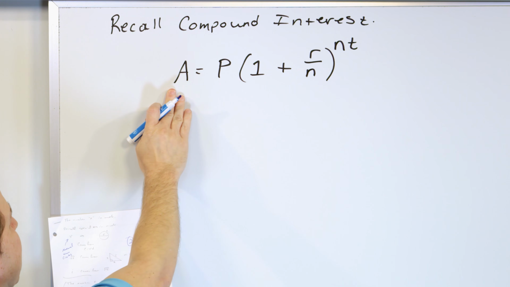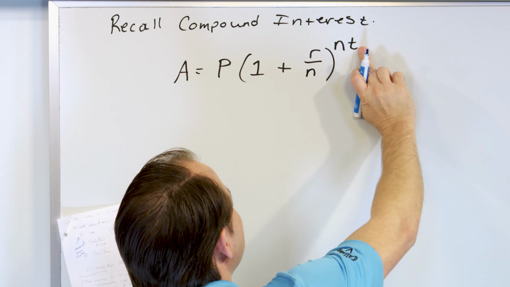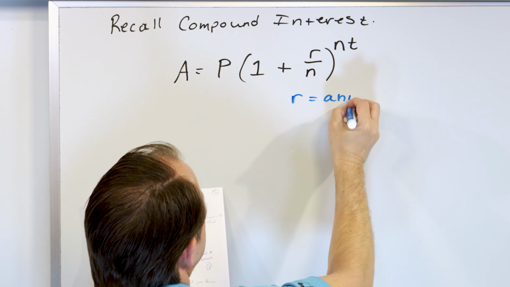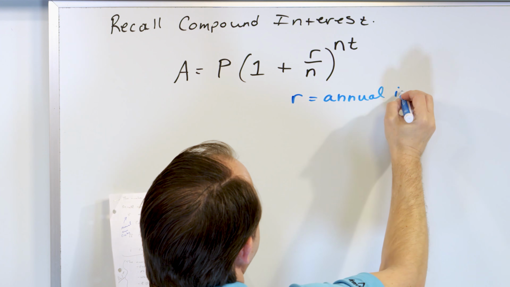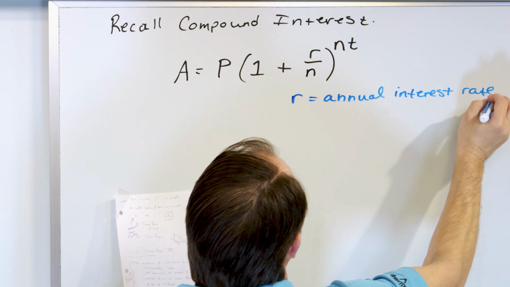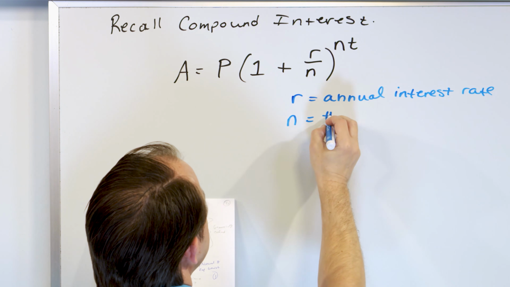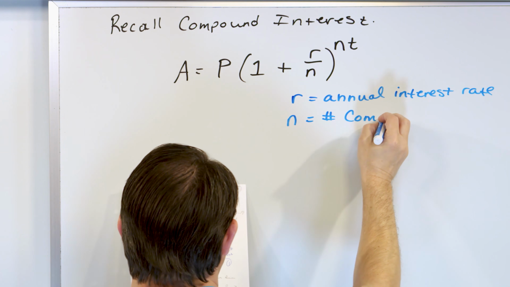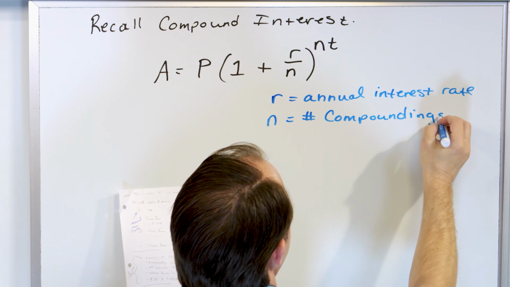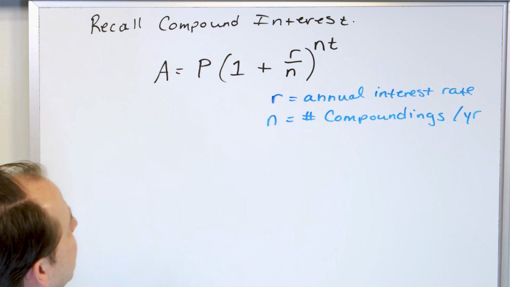This is how much money is worth time t years down in the future. R is what we call the annual interest rate. And N is really important. It's the number of compounding periods per year. So it's how many times I'm compounding per year.